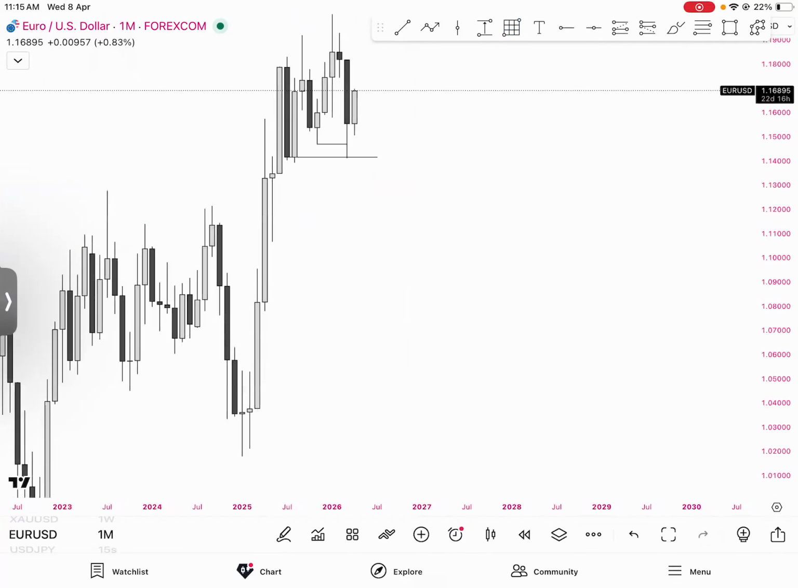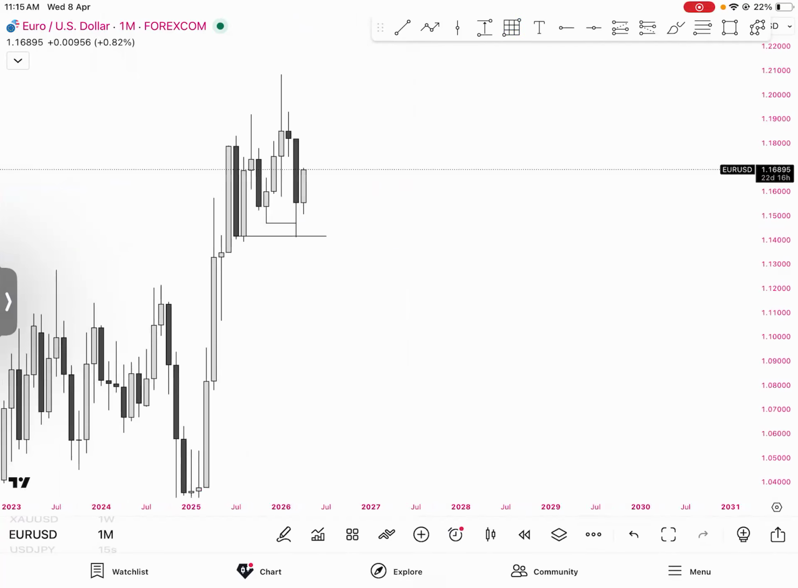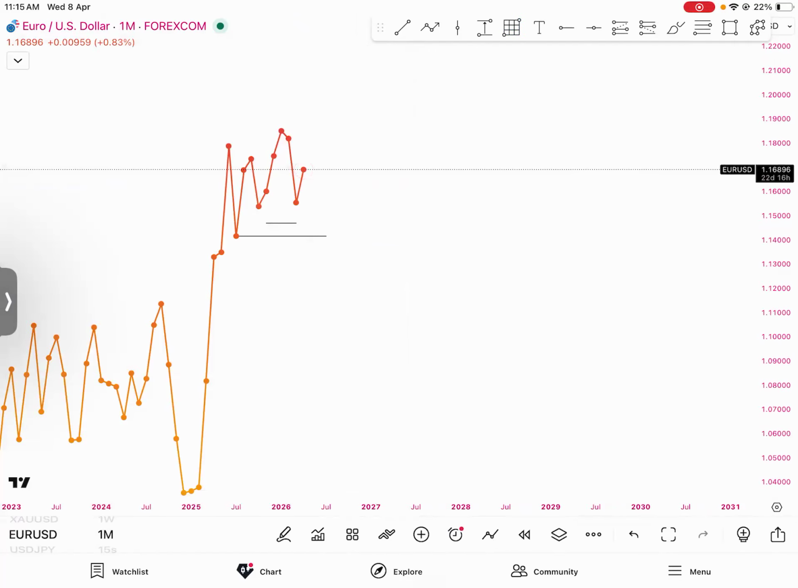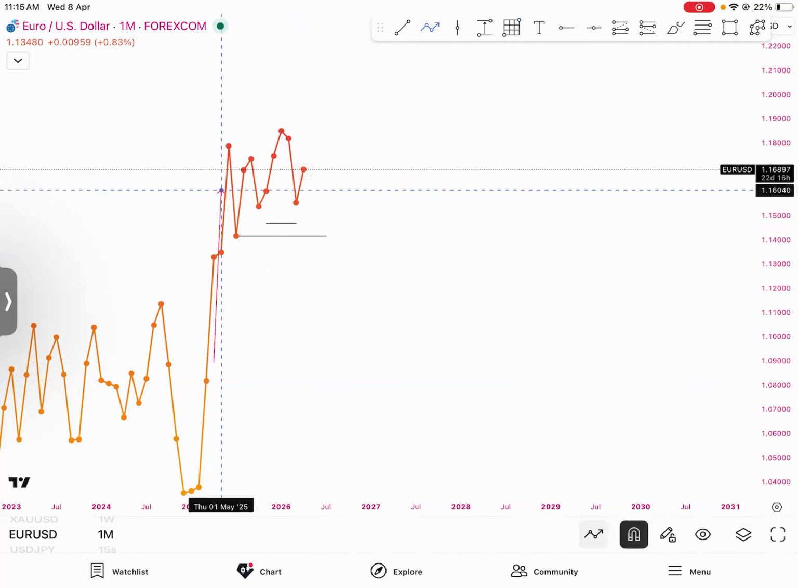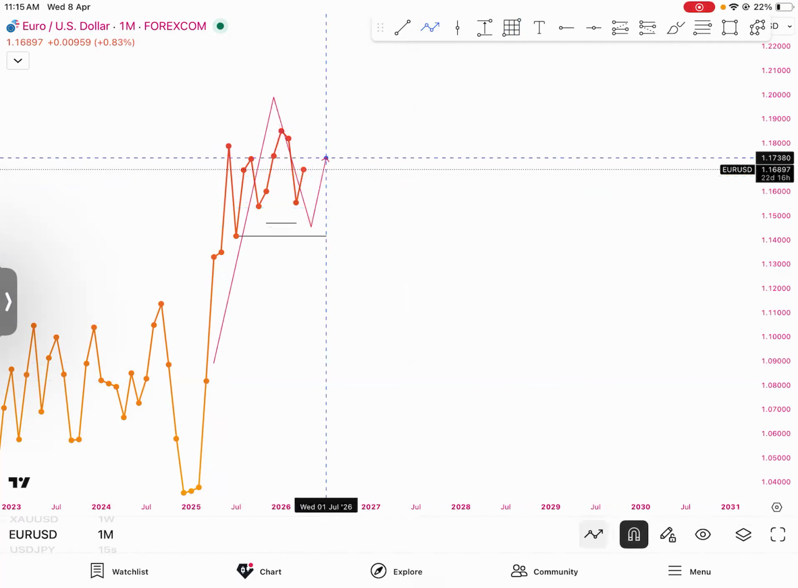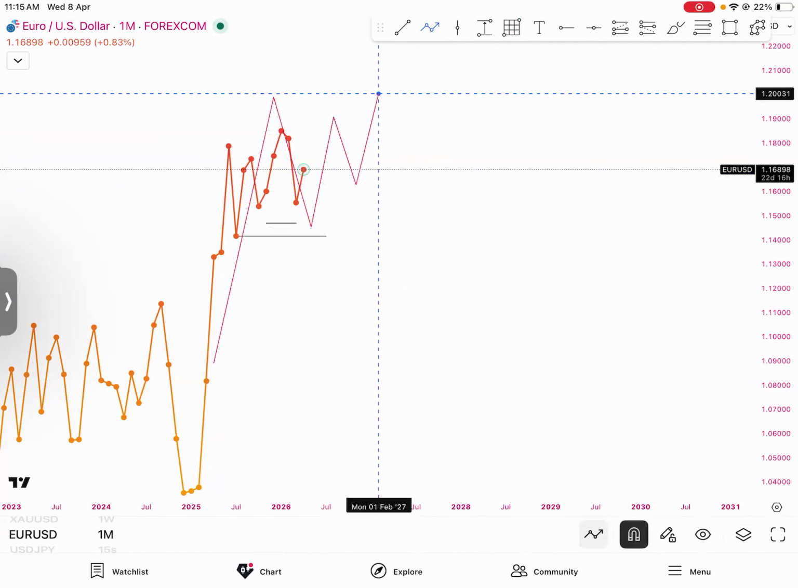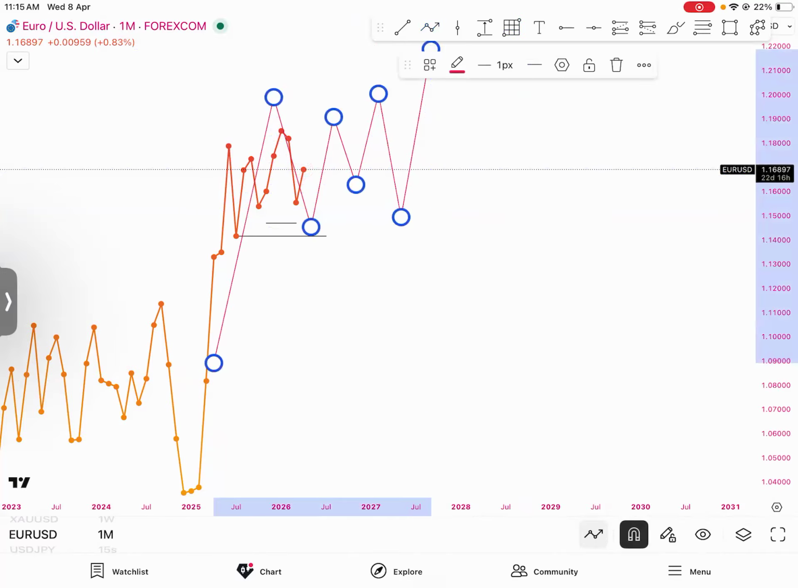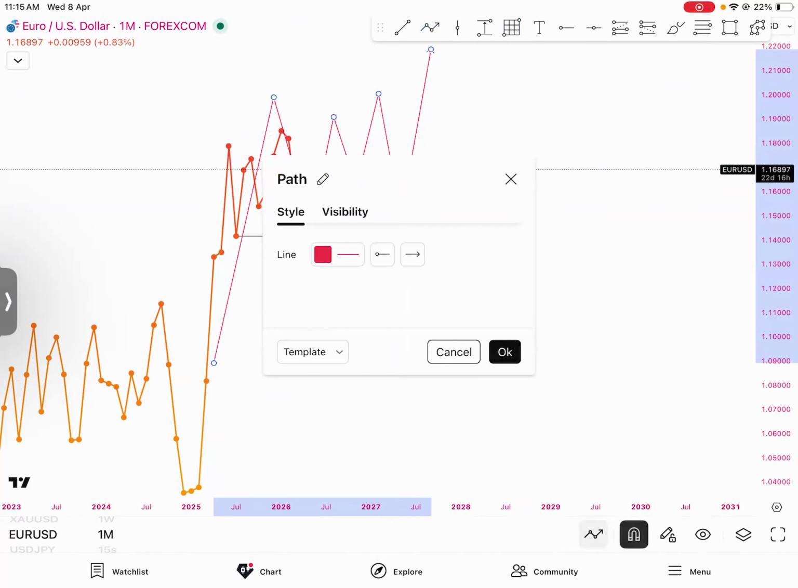Why? The monthly structure was a bullish one. You all know that. See the structure. What is the structure here? The monthly structure was a bullish one. Did you see here? Making higher highs and higher lows. So this is the monthly structure here.